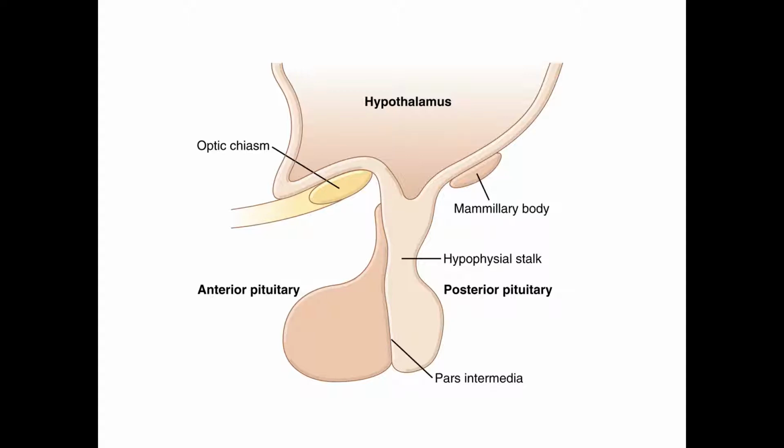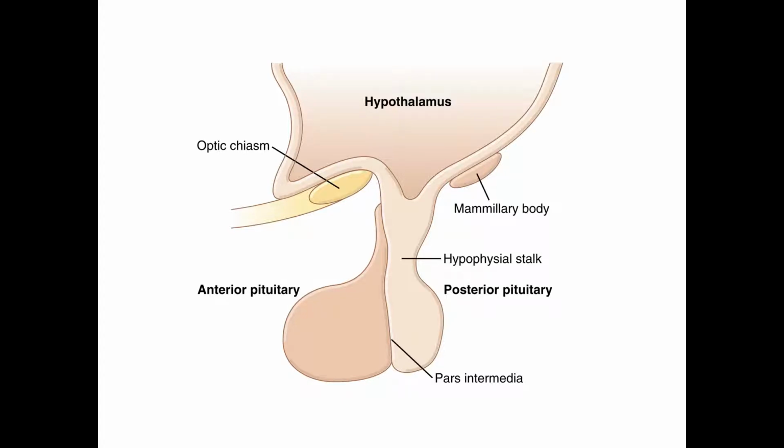If you look at this structure in situ, it is well protected by bony structure in the sella turcica of the sphenoid bone. Because the hormones produced by the pituitary gland influence the activities of many other endocrine glands, the pituitary gland, also known as the hypophysis cerebri, is often referred to as the master endocrine gland. And because of this, it is vital to life.